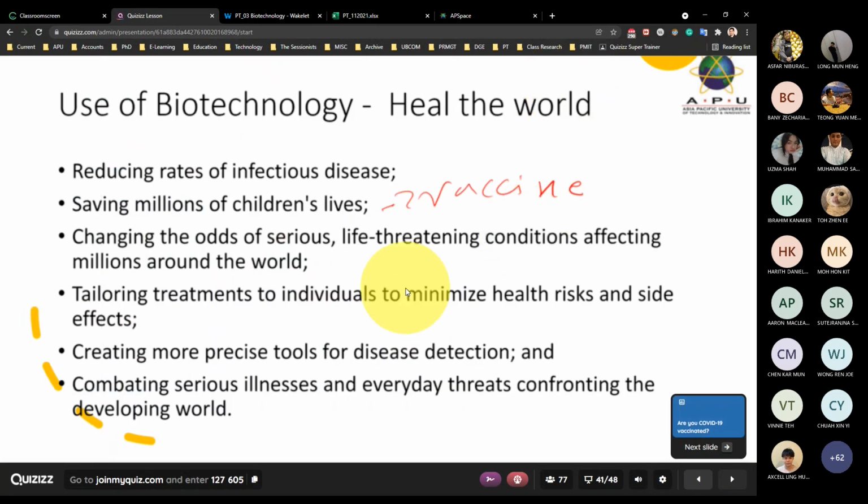Okay, so in terms of the use of biotech, a lot of the aspect is always to go into healing purposes, right? So that's why you see here, reducing infectious disease, saving lives. Of course, anything which was a life-threatening condition is not anymore, thanks to the vaccines that are available today. Also, more importantly, is to create more precise tools for disease detection. We spoke a bit about CRISPR last week as well. We also talked about how telemedicine and telehealth were very helpful as we go.